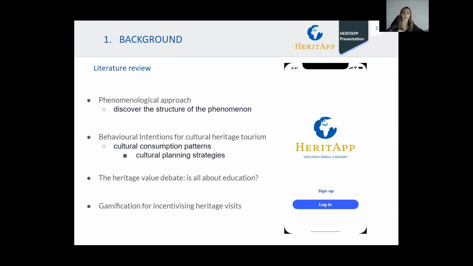Another issue is the fluctuating density of visitors, which entails problems of forecasting resources and infrastructures, and at the same time, it hinders the ability to offer a satisfactory cultural experience to visitors, because you don't know the amount of visitors that you're going to have, and it's difficult just to predict. So in response to this issue, Heritapp has a component to promote cultural visits based on gamification.